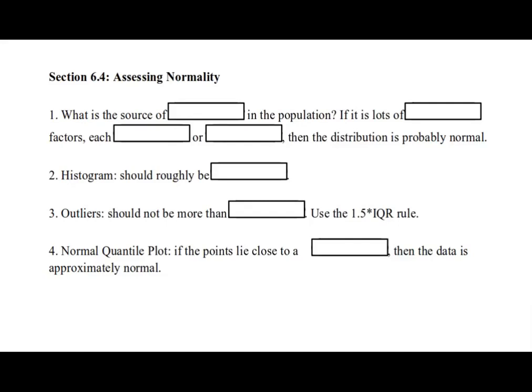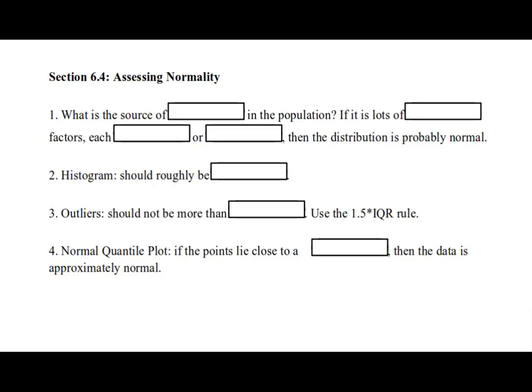Welcome to section 6.4. We're now assessing normality. Basically, we can assume that certain things are normal: blood pressure, cholesterol levels, height, IQ scores. Sometimes we're told that data comes to us as normally distributed, but very often we have to assess whether that data is normal or not.